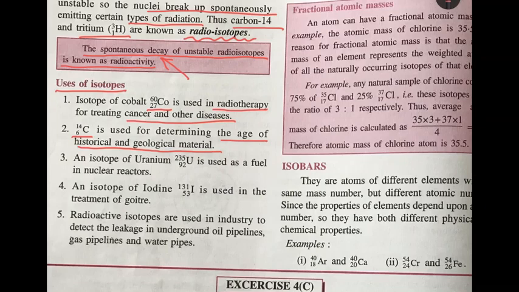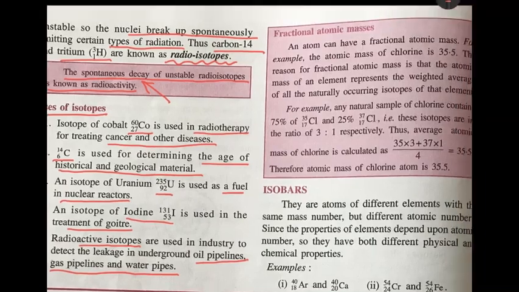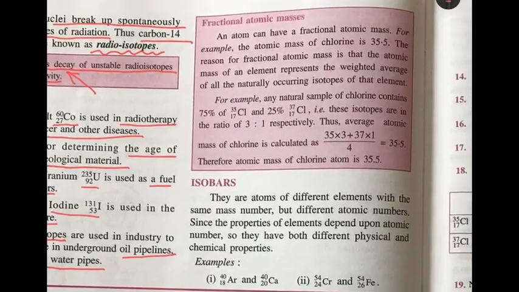Now, an isotope of uranium is used as a fuel in nuclear reactors. An isotope of iodine is used in the treatment of goiter. Radioactive isotopes are used in industry to detect leakage in underground oil pipelines, gas pipelines and water pipes. You know that oil pipelines and gas pipelines are deep inside the earth. So radioactive isotopes are used to find out if there is a leakage in these underground pipes.